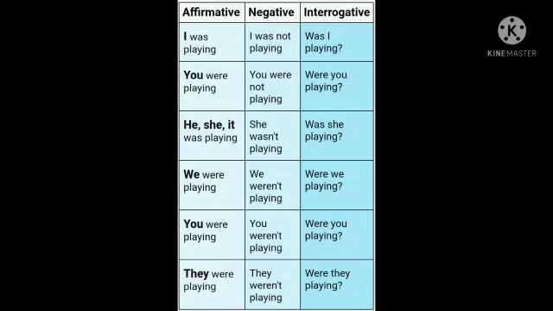And here comes the last one, they were playing, as they is plural, that's why we are using were. Yes, so they were playing, and the negative of this affirmative sentence will be they weren't playing. Weren't, remember students, that were not. So weren't is the contracted form of were not. And the interrogative of these both sentences will be were they playing, ending with the question mark.